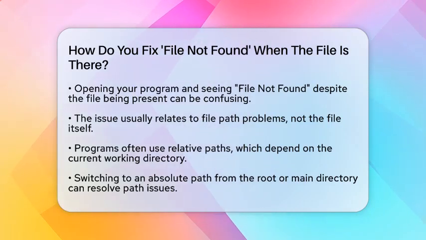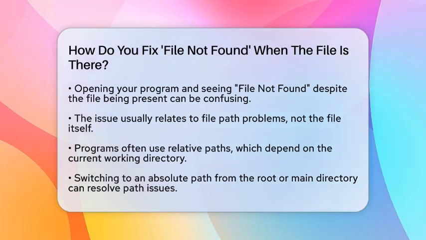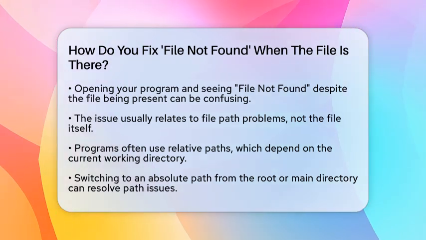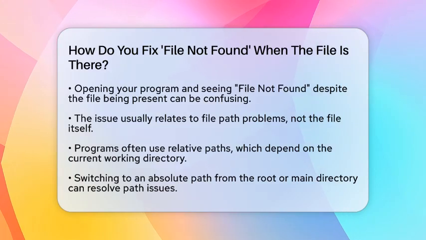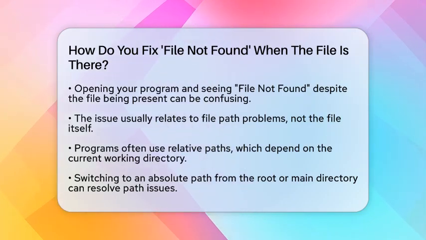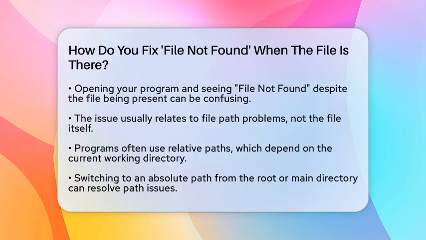First, check the exact location where your program expects the file to be. Sometimes, programs use relative paths, which depend on the current working directory. If your program is running from a different folder, it might look in the wrong place. To fix this, use an absolute path that starts from the root of your drive or main directory.